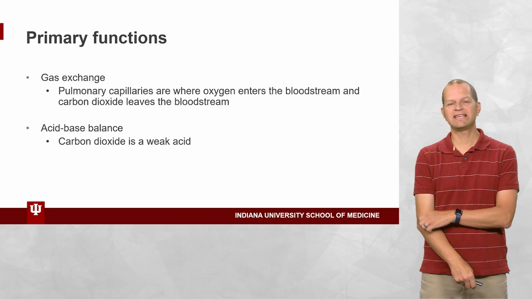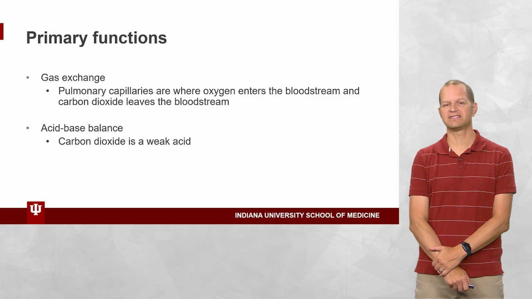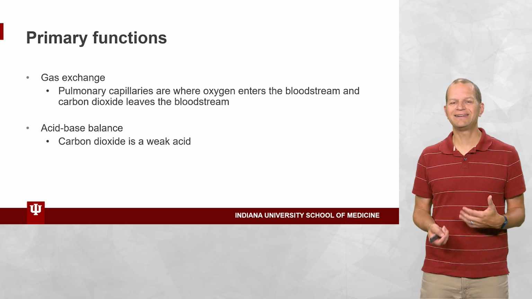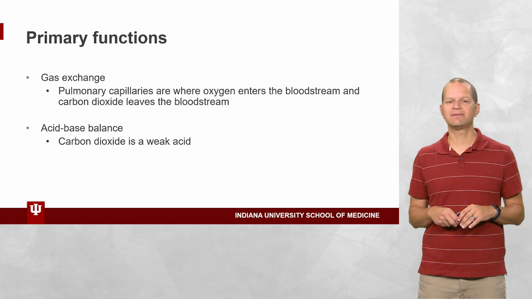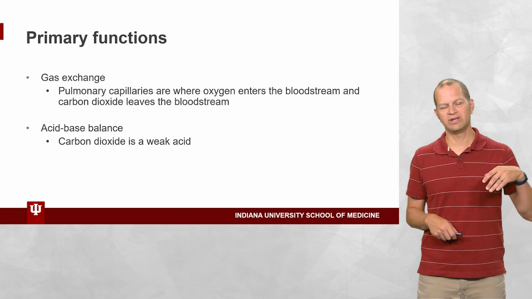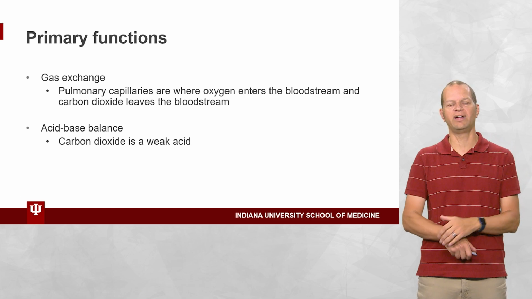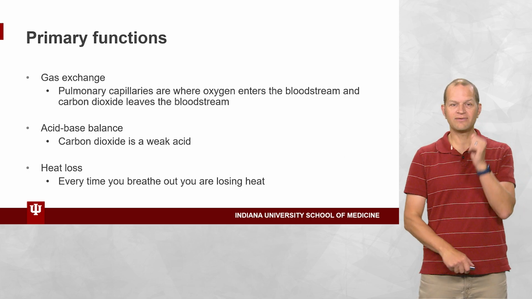Then we've got acid-base balance, and we're actually going to spend 2 full days talking about acid-base balance later on in the semester. This is because carbon dioxide is a weak acid. We want to maintain pH, and so we can do that by altering our breathing. We can breathe more acid out, breathe more carbon dioxide out, or we can breathe less, which allows us to hold on to acid. And then finally, we've got heat loss.